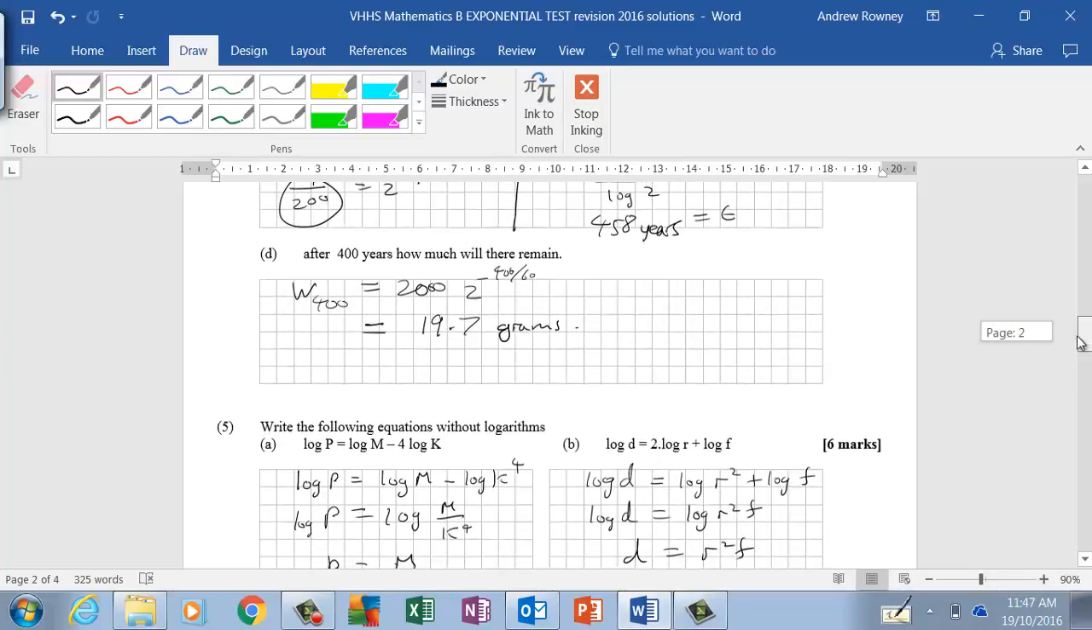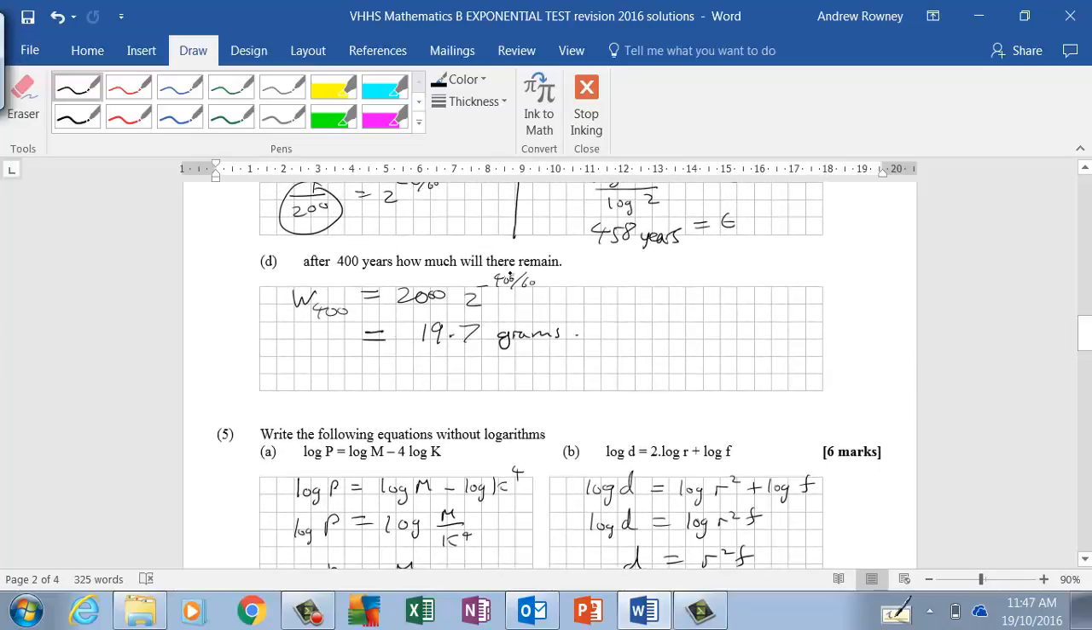After 400 years, how much will there remain? So we put 400 in for t. And on the calculator, you're left with 19.7 grams.